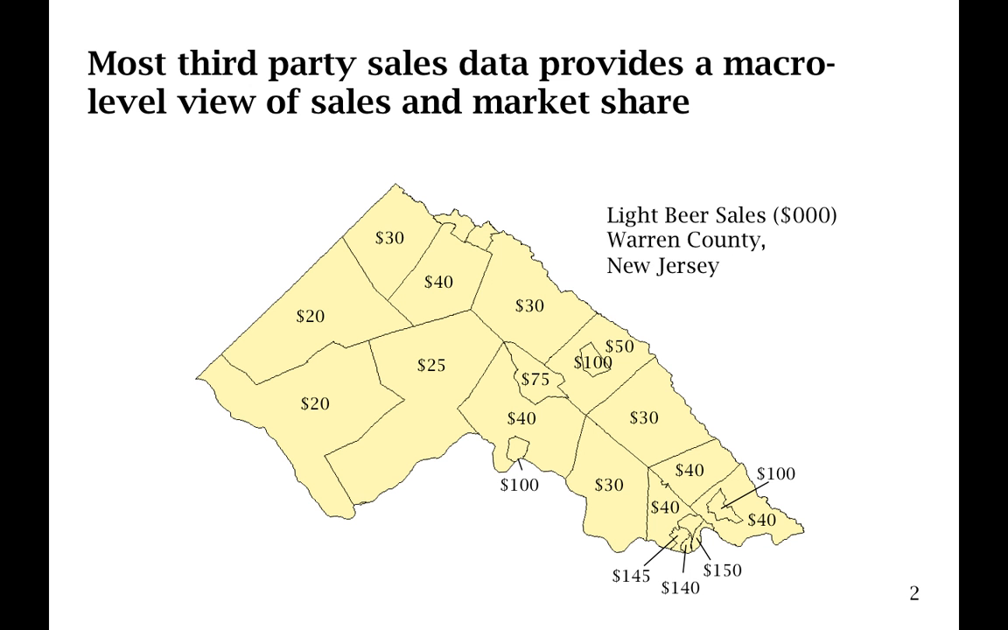Now, many of you are familiar with third-party sales data. It's available in many of our industries and provides a good macro-level view of the sales and market share information for a given category. In this example, we're looking at light beer sales in Warren County, New Jersey. And one of the first observations we make is that light beer sales vary dramatically by zip code. We see that some zip codes generate $150,000 in sales, while others generate just $20,000 in sales.